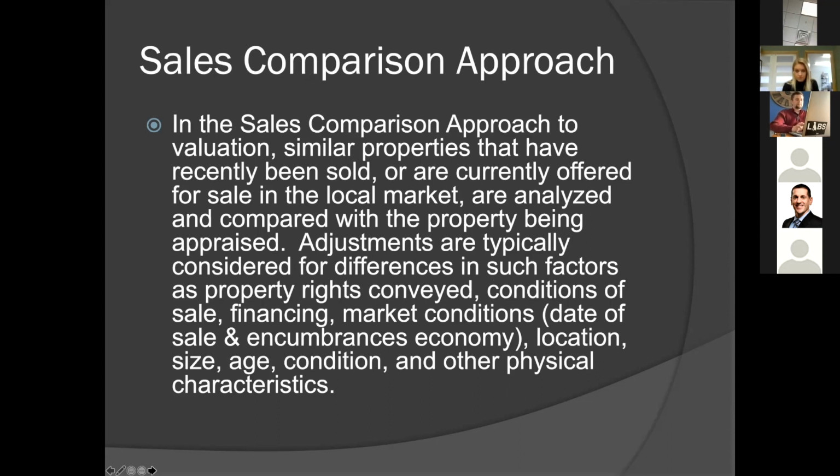Sales comparison approach, that can be a lot harder in Iowa City, as I'm sure you guys are aware of, with not a lot of properties changing hands. From an appraiser standpoint, I don't really like doing the sales approach in the Iowa City market, just because of the lack of sales. And there's a lot of things playing into that, such as property rights, conditions of sale, financing terms. You need to make adjustments if they did a carryback, a partial mortgage, or something like that. Location, age, size, physical characteristics. Next slide, please.